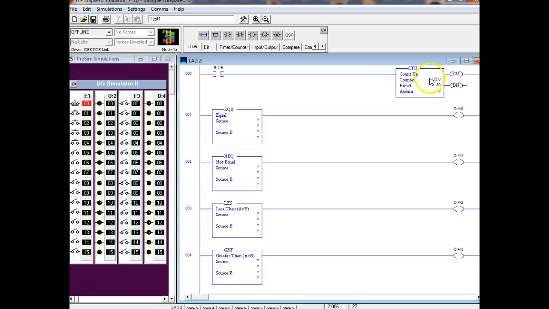Okay, so we got a counter up here, so we'll use the same source. We got it counting to 50. So how would I address the counter? C5 colon dot ACC, right? Address. Yeah.